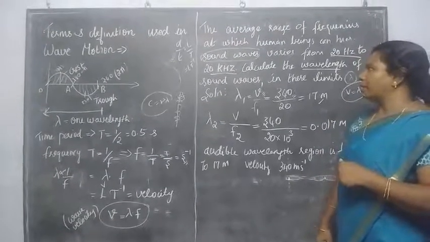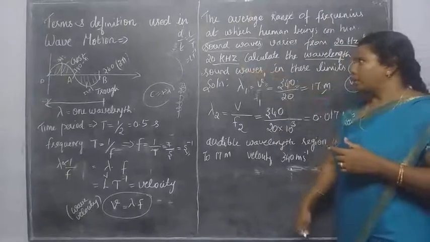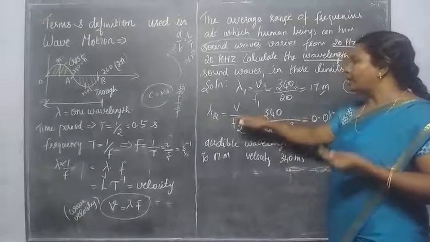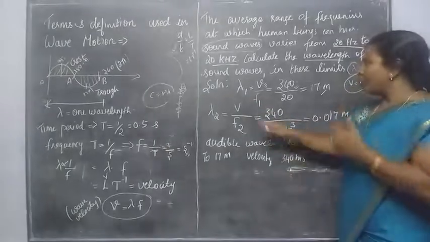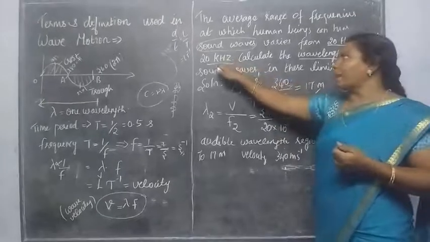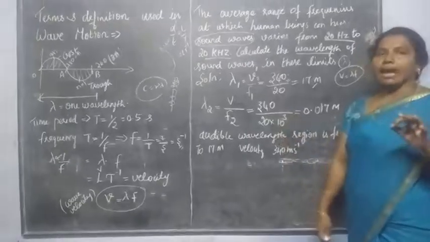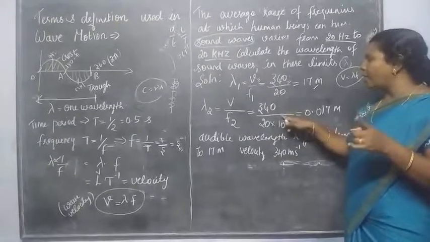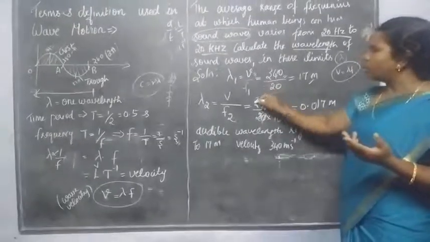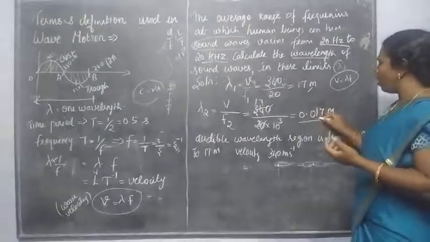Similarly, the wavelength for the other end, because the sound waves vary from 20 Hz to 20 kilohertz. So I am taking the other wavelength formula: lambda 2 is equal to velocity divided by F2. What is the velocity? 340. And what is F2? You know that it is 20 kilo. In terms of kilo, you write it as 10 power cube. That is 340 divided by 20 into 10 power cube. When I multiply and cancel, this is 17, and 17 divided by 10 power cube, you can write it as 0.017 meter.